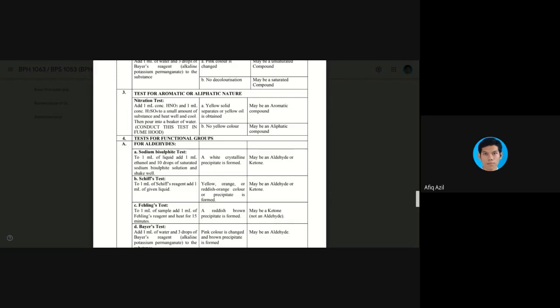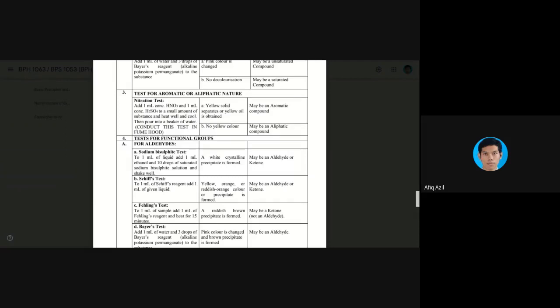You are not going to do this in the lab, but again, please take note, if in future you were to deal with concentrated acid, be very, very careful. So for the nitration test, you have to add 1 ml of concentrated nitric acid and also 1 ml of concentrated sulfuric acid to the sample.